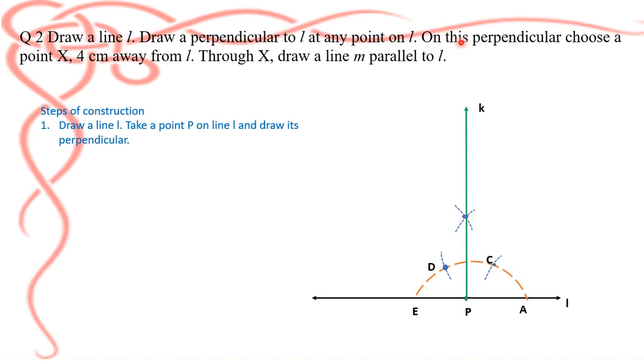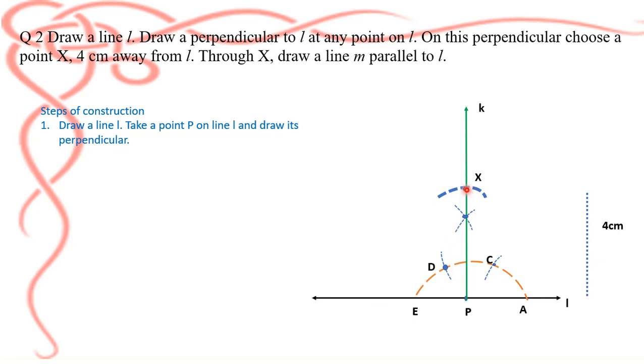Now on this perpendicular, we have to choose a point X 4 cm away from L. Now open the compass and measure 4 cm on this compass. After opening the compass for 4 cm, place the pointer at point P and cut an arc on this perpendicular line PK. We get a point of intersection of the perpendicular line and this arc. It is the point X. Now from this point X, we have to draw a line which is parallel to the given line L.